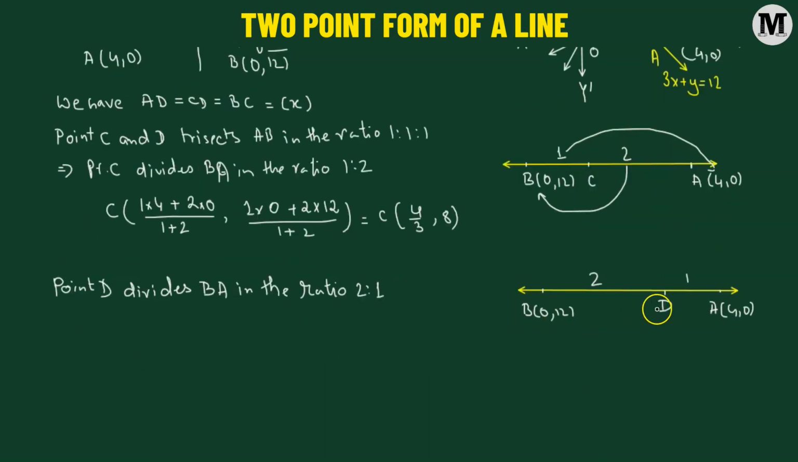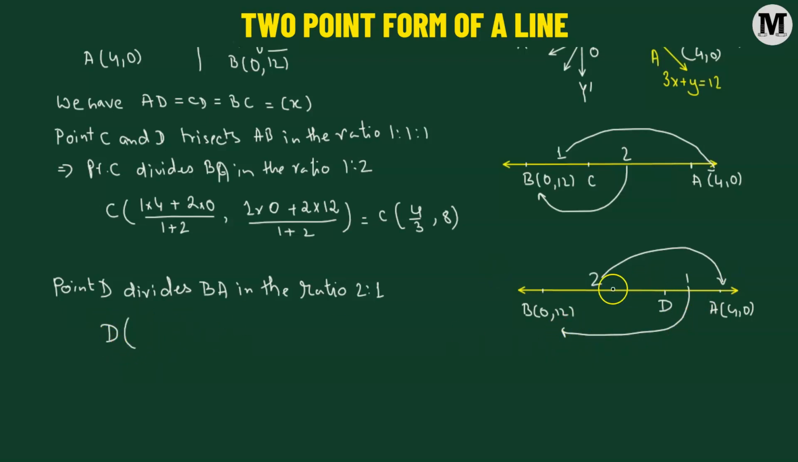Similarly, let's try to find out the coordinate of the other point D. Now we have point D dividing the line segment BA in the ratio 2:1. Again, we can use the internal section formula to obtain the coordinates of point D. So 2 will get multiplied to A and 1 will get multiplied to B. So let's find out the x coordinate first.